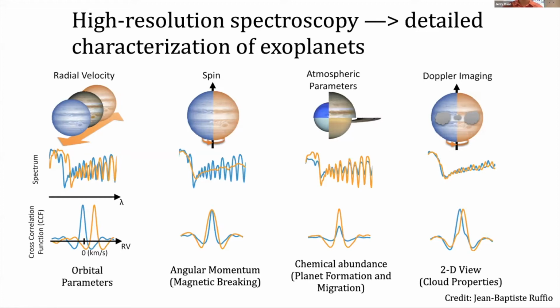velocity of the planet, the spin of the planet itself, which constrains angular momentum. We can also robustly constrain atmospheric parameters because we're directly observing these lines and measuring their line depths and relative line depths between different molecules. Finally, with sufficient signal to noise, we can also do Doppler imaging by monitoring the change in absorption lines over time to map out, for instance, the cloud surface of an exoplanet. So there's a whole slew of possibilities here.